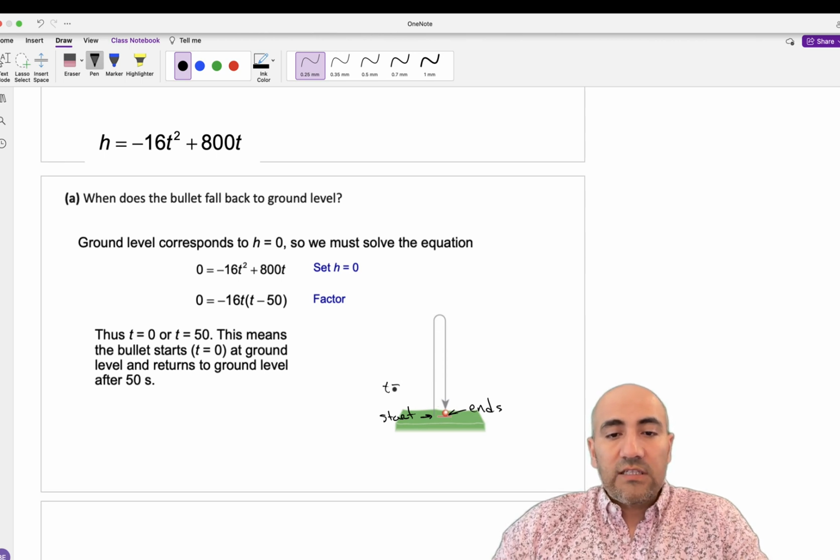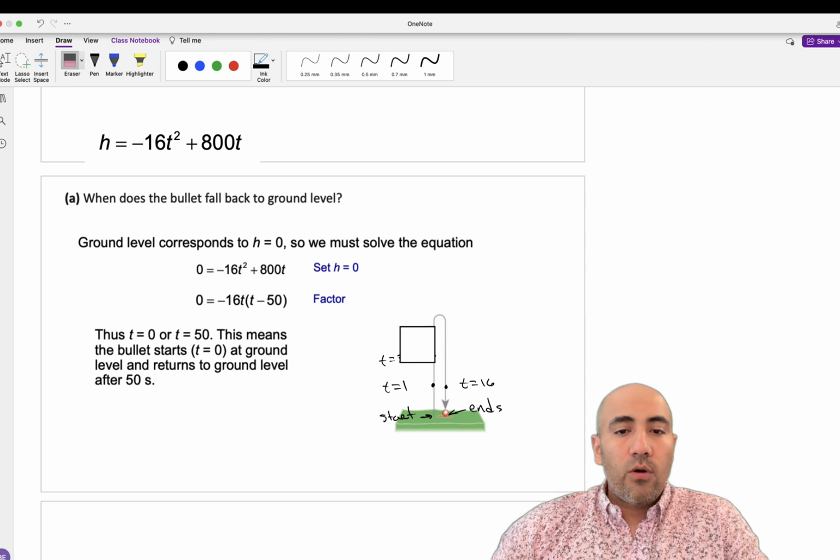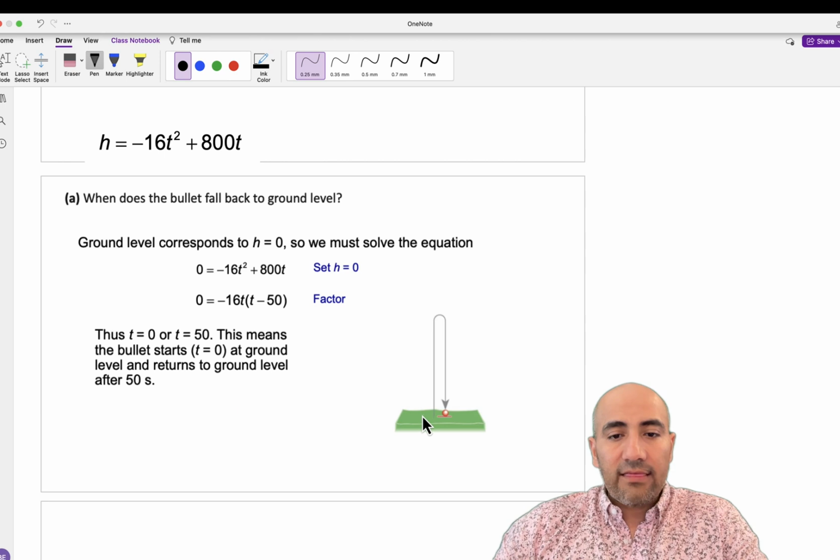So maybe when t equals 1, the h value will be maybe around here. When t equals 3, maybe the h value will be around there. I'm not sure. So eventually we'll reach up there, but it also catches it on the way down. Maybe t equals 16 or something is over here. And so eventually it'll describe it for you. So if we want to find out when this bullet hits the ground, what we want to do is figure out when h is equal to 0. Right? At the start, h equals 0, but also at the end, h equals 0. So we're going to get two answers where it equals 0.